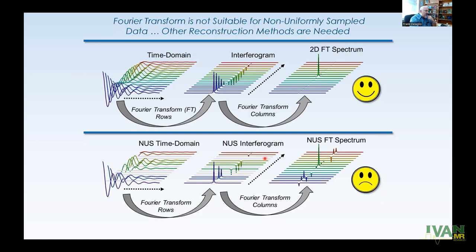And as we've discussed in previous presentations, and as we'll see today, the mathematical methods that we use to fill in the blanks of non-uniformly sampled spectra can also be applied to conventional spectra in the same way that we might use linear prediction to extrapolate data and increase the apparent resolution.